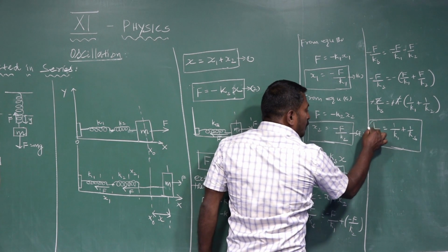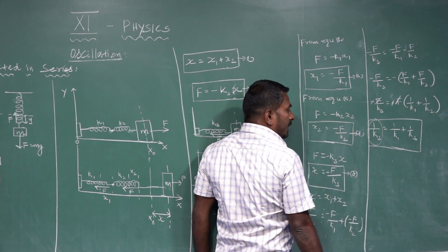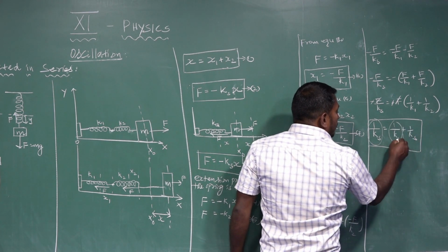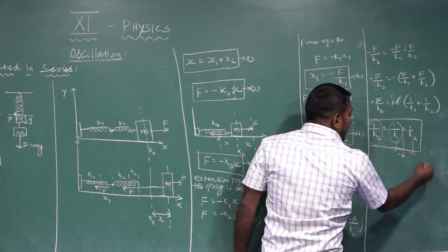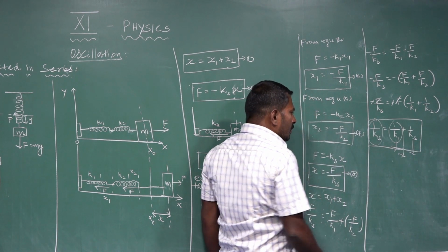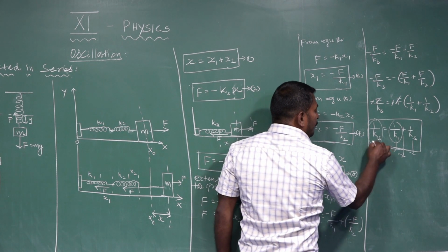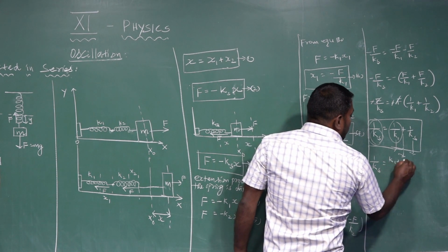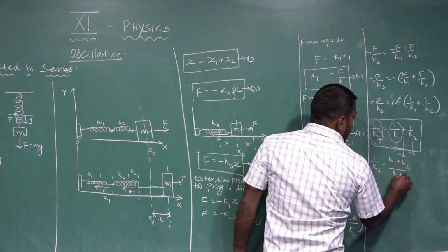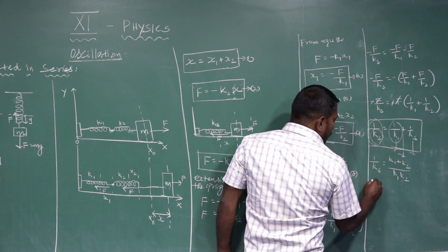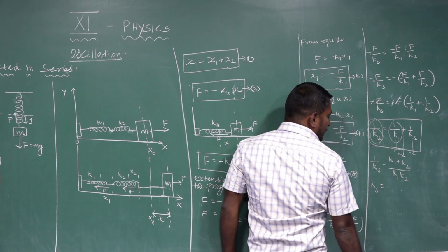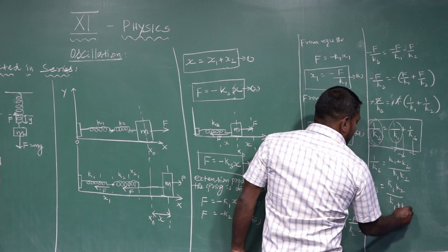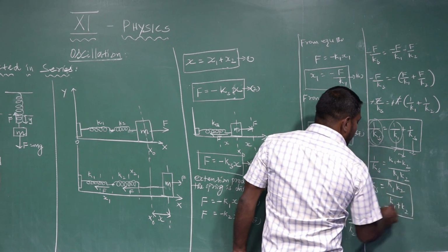This says the reciprocal of the effective spring constant of springs connected in series is equal to the sum of the reciprocals of the spring constants of the individual springs. From that equation we can calculate the effective spring constant. 1 by Ks is equal to K1 plus K2 divided by K1 K2. Taking the reciprocal, the effective spring constant connected in series, Ks, is equal to K1 K2 divided by K1 plus K2. This is an important expression.